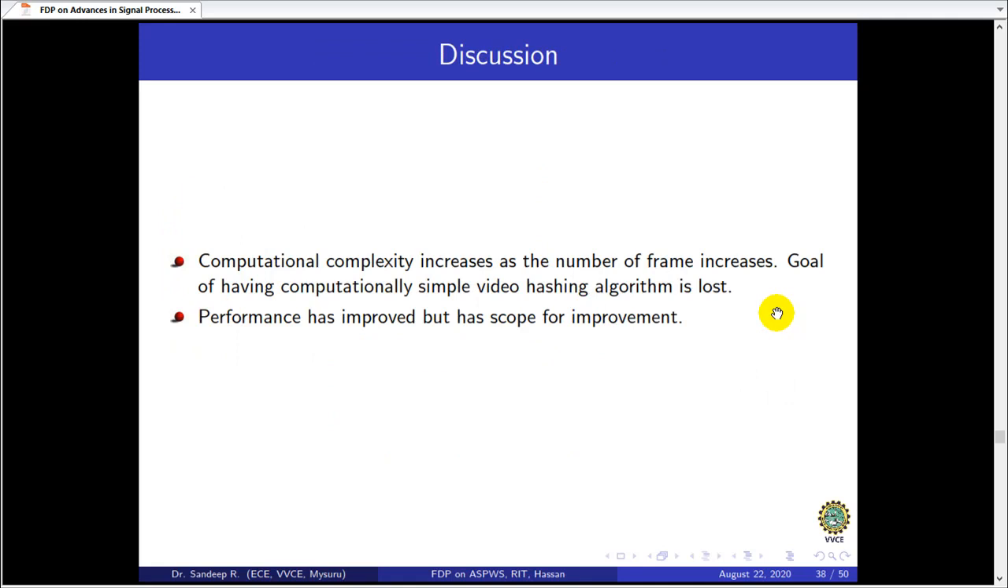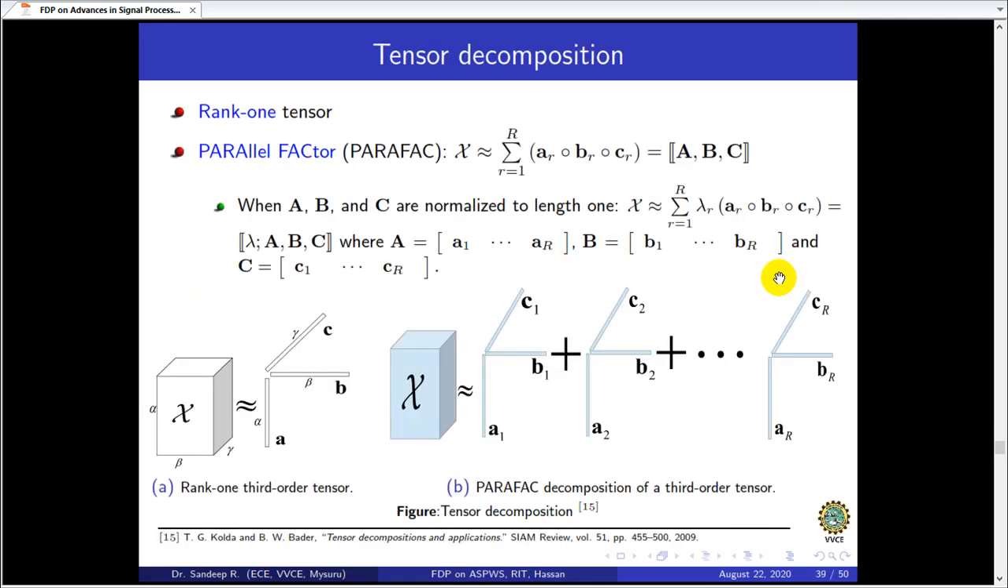In the earlier case, the computational complexity increases if the number of frames increases, because the number of decompositions to obtain the x number of frames would increase, and thereby the number of computations increases. That's the only thing. Otherwise performance is improved, but definitely has scope for improvement. Okay, so finally, the algorithm that we had proposed was the Tucker decomposition based perceptual video hashing. It is then a generalization of parafac based decomposition.